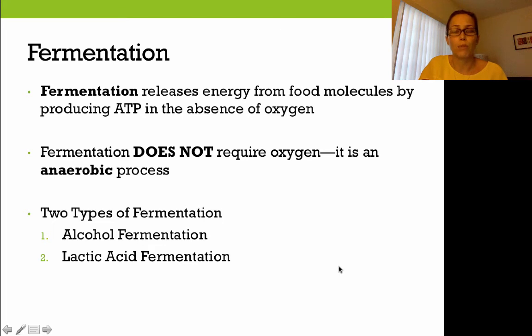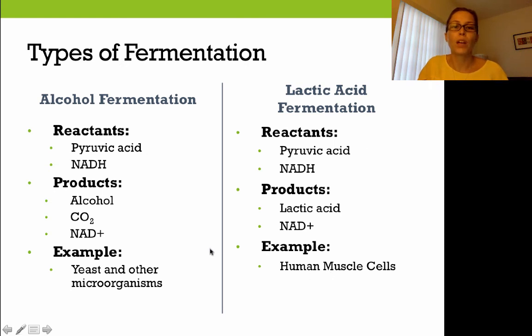And as I said before, in biology, we're very boring. We name things after what they do or what their structure is. So alcoholic fermentation, as you can guess, produces alcohol, and lactic acid fermentation produces lactic acid. So these are the 2 different types of fermentation. You need to know the reactants, you need to know the products of each, and then the example of where it takes place. So for alcoholic fermentation, our reactants are pyruvic acid and our energy carrier NADH.